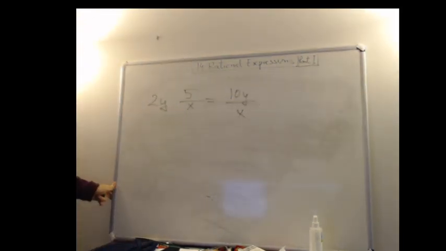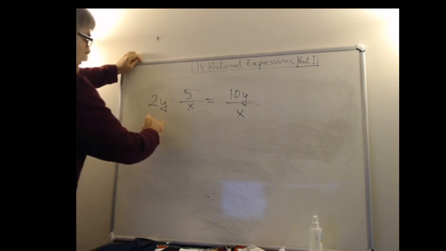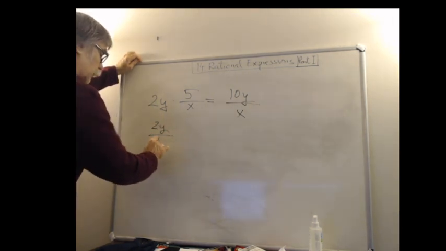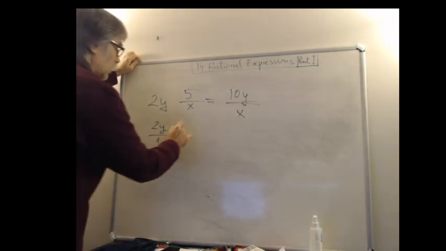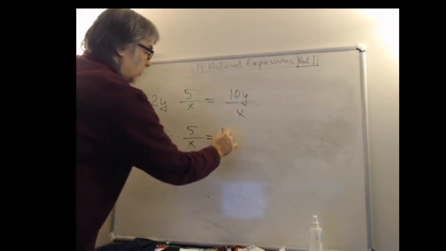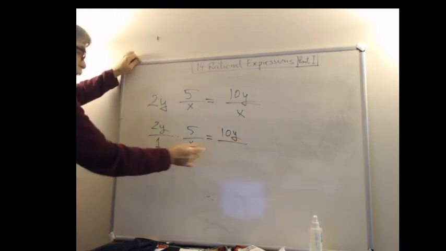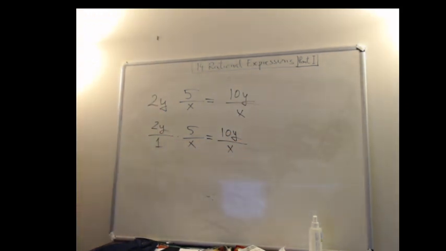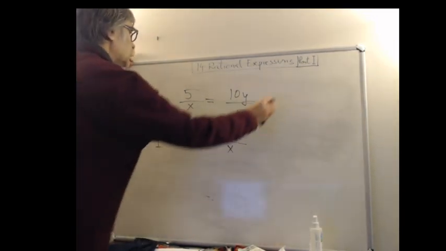That's a fast way. Or if you really want to see it this way, 2y is 2y over 1. If you divide with 1, you get the same thing. And you have y over x. And now you multiply the top, you get 10y. And on the bottom, you get 1 times x, which is an x. One way or the other, you get the same thing, right? Okay?